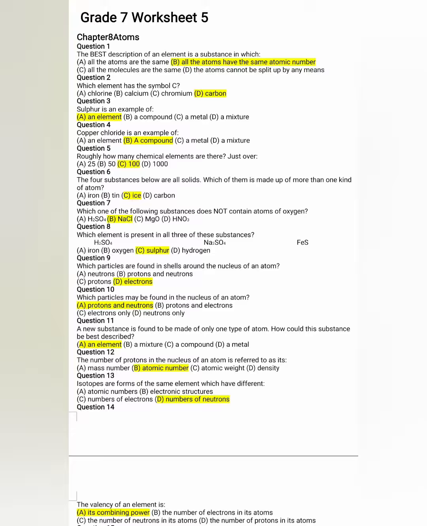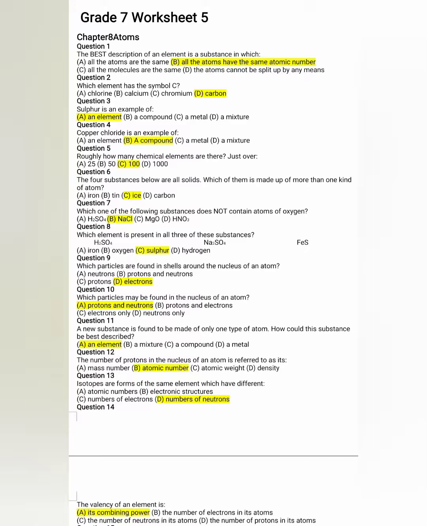Sodium chloride. Question number 8, which element is present in all these? It was sulfur. Question number 9, which particles are found in the shells? Electrons. Question number 10, which particles may be found in the nucleus? Protons and neutrons. Question number 11, a new substance formed by one type of atom. How could this substance be best called? Element.